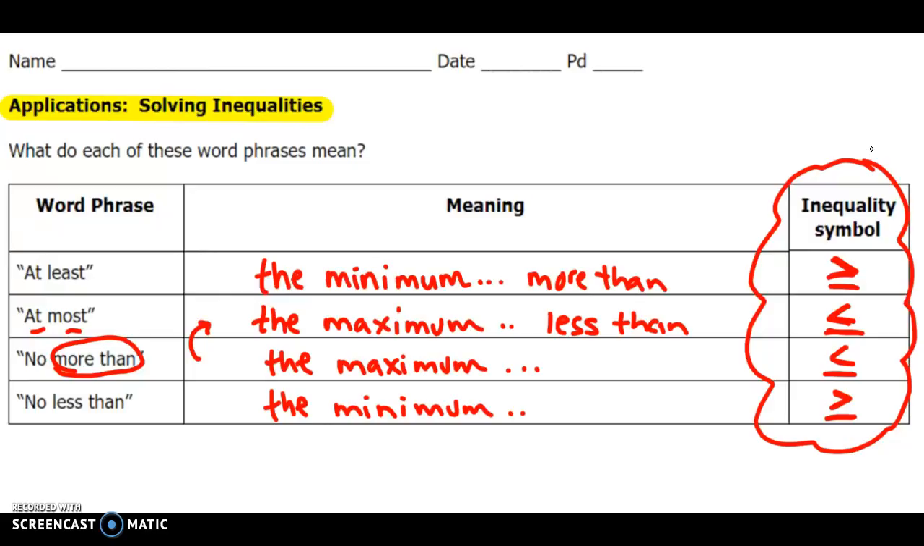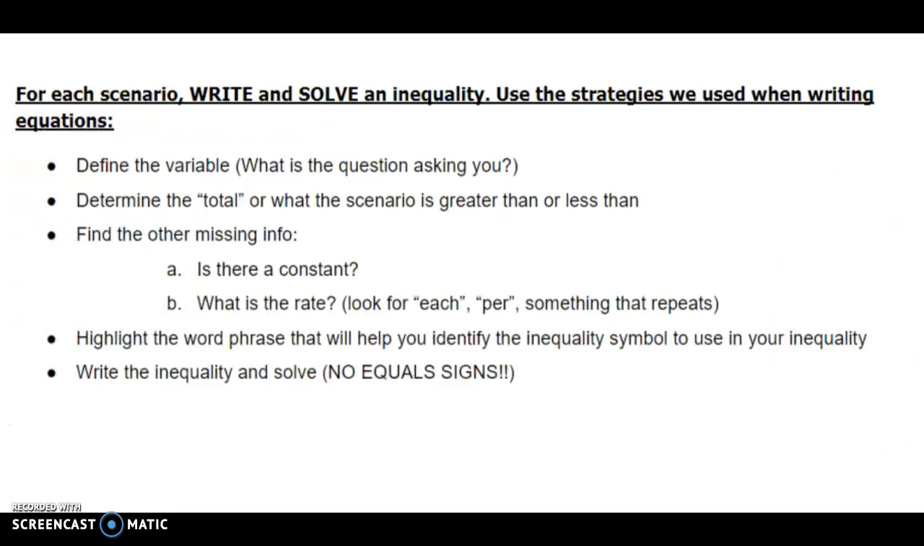So just to refresh some key tips that we use, if you just look down below this chart, you're going to see these strategies that we used when we were writing equations. And it seemed to work really well for us that you would first define the variable. What is it that you're looking for? Because that often is paired up with the variable. Determine the total.